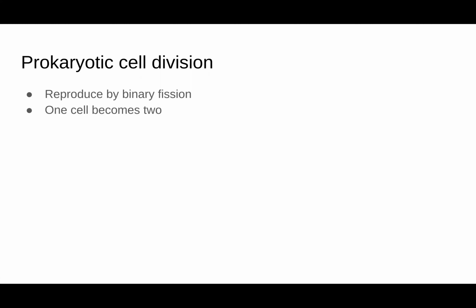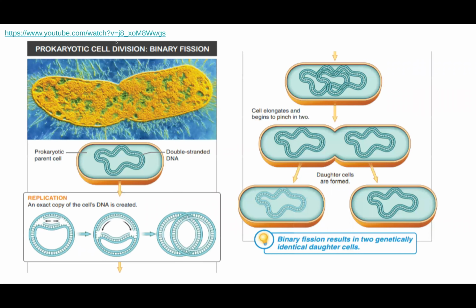So we'll do a quick recap of how prokaryotes divide, because again, we're talking about division. We're trying to talk about how you get a genome from essentially 1 cell to 2 cells. Prokaryotes are produced by binary fission, where 1 cell becomes 2. This is a video if you want to see what this looks like in real time. It's pretty fast. As we talked about last week, a bacteria can divide every 20 minutes or so. So they reproduce really fast.